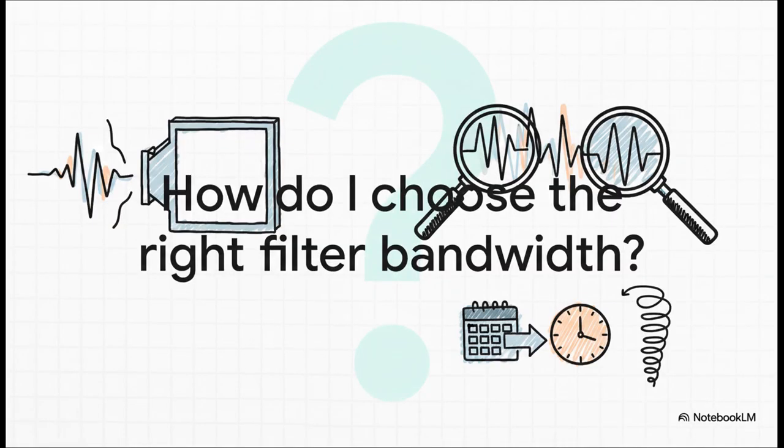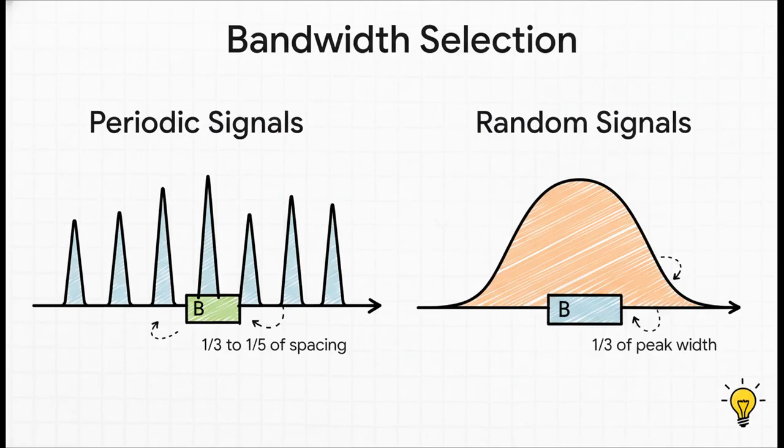Okay, another critical setup choice, your filter bandwidth. If you go too wide, you blur important details together. If you go too narrow, your test takes forever. So what's the sweet spot? Well, the answer really depends on your signal. For periodic signals, your goal is to separate the harmonics, so you need to make your bandwidth at least 3 to 5 times smaller than the spacing between them. For random signals, you're probably trying to define the shape of resonance peaks, so a good rule of thumb is to set your bandwidth to about 1/3 of the width of the narrowest peak you actually care about.